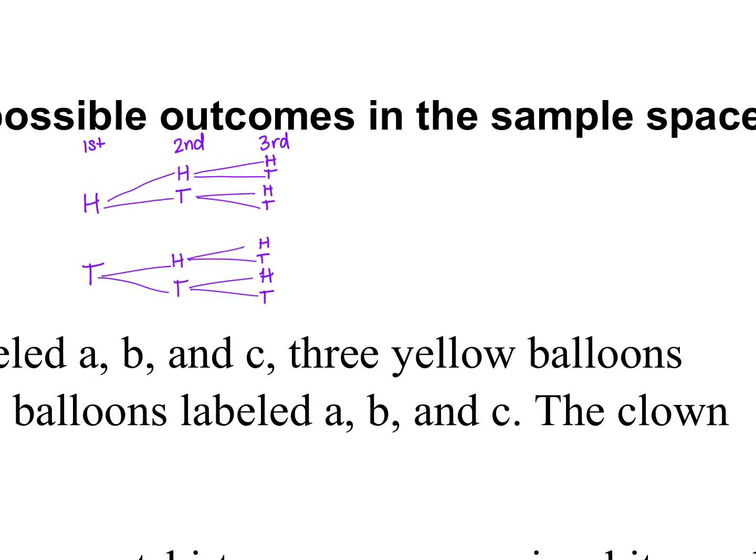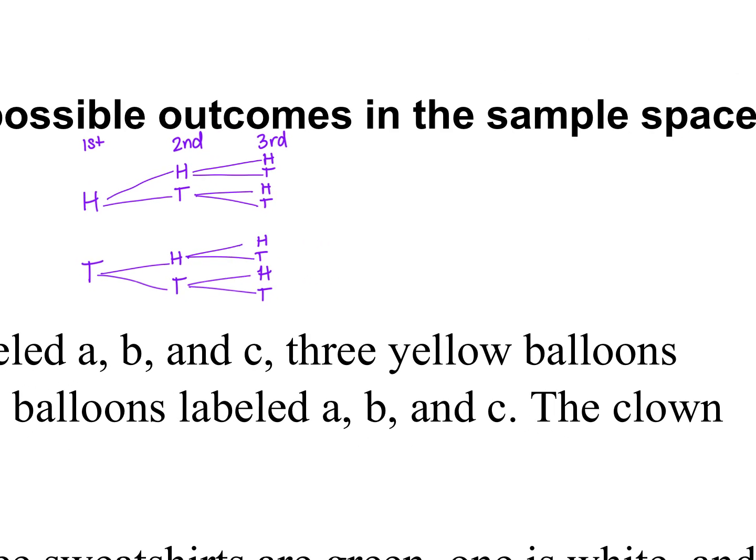So pay attention to my lists. I'm going to have heads, heads, heads. Heads, heads, heads is one possibility. I'm going to have heads, heads, tails as another possibility. Heads, tails, heads. Heads, tails, tails. Okay, so I kind of did my first ones.